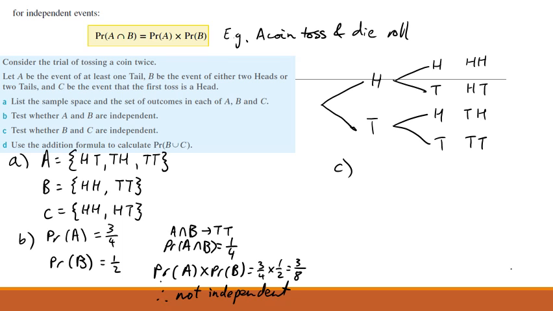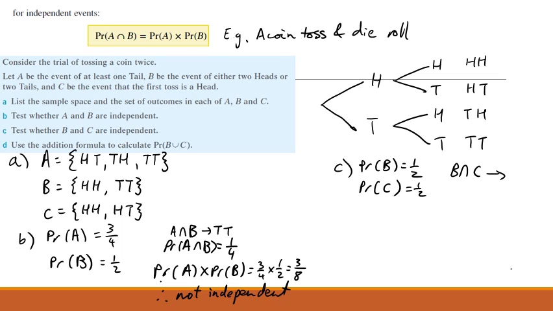Part C: test whether B and C are independent. We'll do the same thing. The probability of B we already figured out: it's a half. The probability of C: how many scenarios are there? Two, so that's 2 out of 4, which is a half. Very good. Now, what's B intersection C? What does that mean? B is two heads or two tails, C is the first toss is a head. What's the only thing that works?